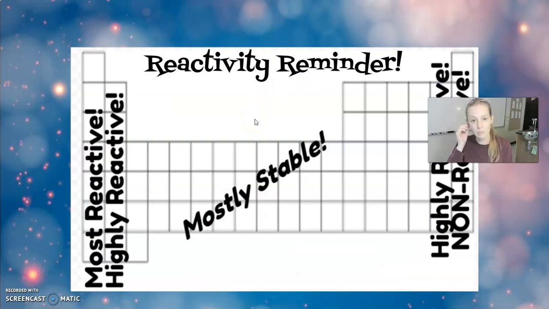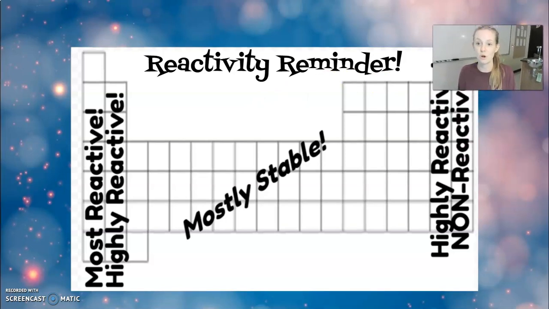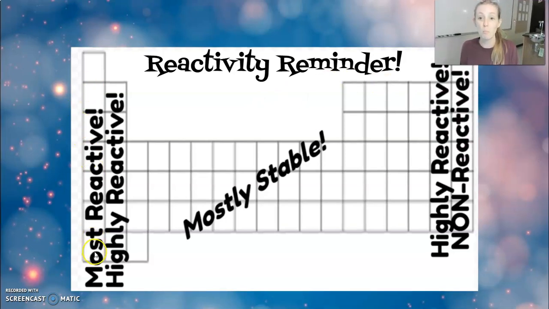All right, so talking about reactivity, this is a really great chart to write down if you don't have it in your notes already. So group 1, most reactive, then it's highly reactive. This entire middle section is mostly stable. And then we go back to highly reactive with group 17, and then non-reactive for group 18.